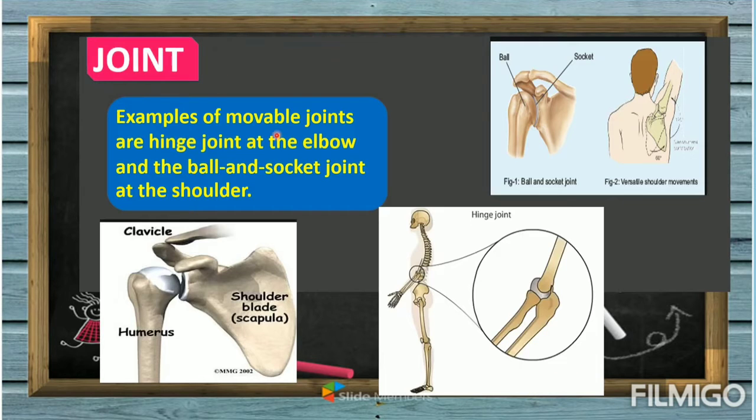Some joints are movable, such as a hinge joint at the elbow and the ball and socket joint at the shoulder. So this is our shoulder here. We have here the ball and the socket. This one is movable. You can turn this around. And also our hinge joint at the elbow. So this is our hinge joint. So these are movable joints.